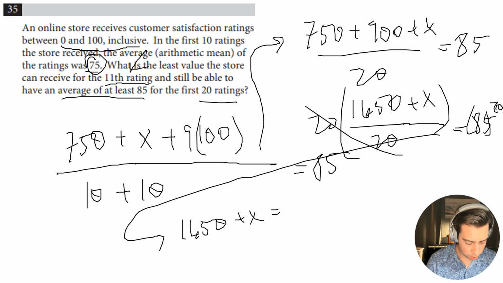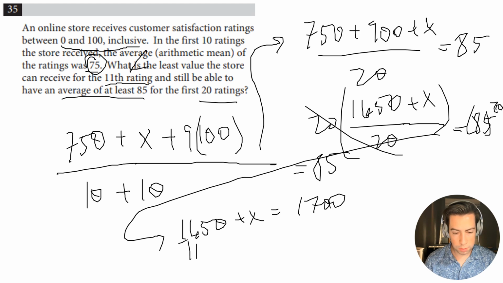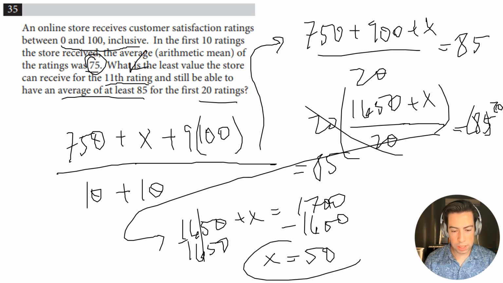85 times 20 is going to be 1,700. If I subtract 1,650 from both sides, I'm left with x equals 50. So this is the lowest value it could be if all the other ratings are perfect and we still have an average of at least 85. All right, guys, so the answer is 50.